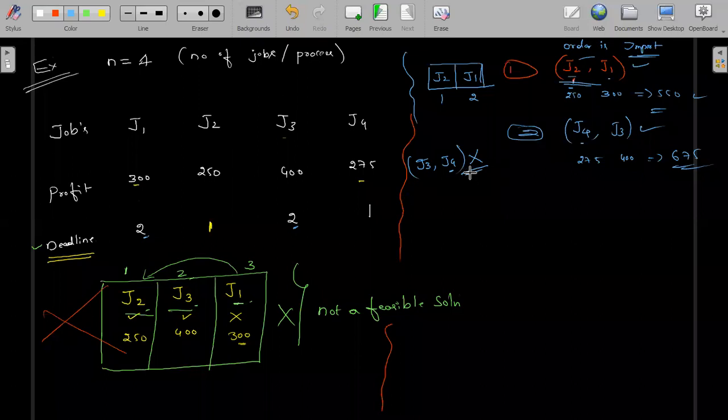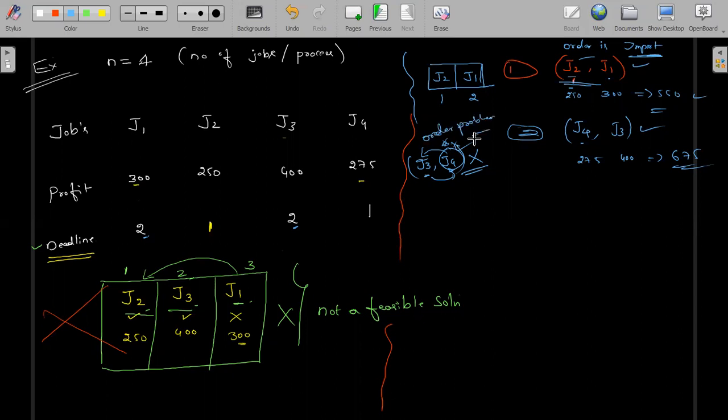Because we are not able to complete all the jobs, yes or not? Of these 2 jobs, 1 job is left. J4 is not completed, only J3 is completed. Otherwise, if you had done J4 here and J3 here, like this, it would be completed, everybody. So that is the reason why order is important. So what problem is there here? Order problem.